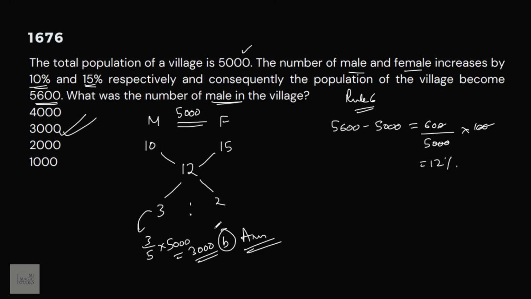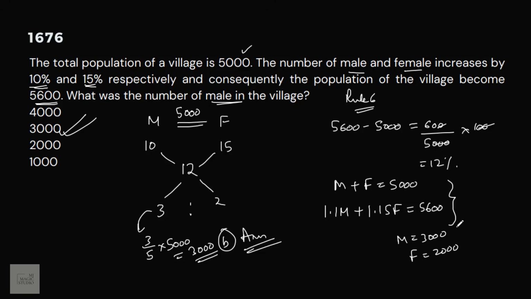We can also use the general algebraic method. We can say m plus f is 5,000. Then males increase by 10% and females by 15%: 1.1m plus 1.15f equals 5,600. We can solve these two equations and we'll get m equals 3,000 and f equals 2,000. Simultaneous equations we can build and solve, but still rule 6, the butterfly diagram, always rules the jungle.